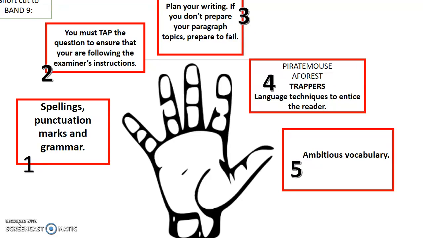Now, step 2, you must tap the question. Now, some of you probably don't know what that stands for. Obviously, it's an acronym, but I will go through what that stands for shortly. But yes, always make sure that you're following the examiner's instructions.